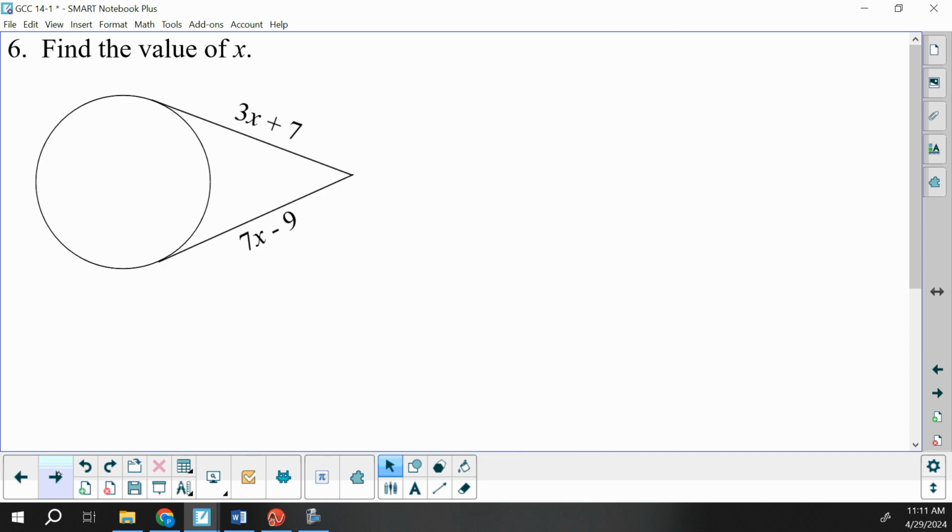So our last page for today, page 6, we're going to use our idea that if you have tangents from the same point, they should be equal. So in this one, we've got 2 expressions. These are tangents from the same point. Tangents because they're only hitting the circle in one spot. So they should be equal. So 3x plus 7 should equal 7x minus 9.